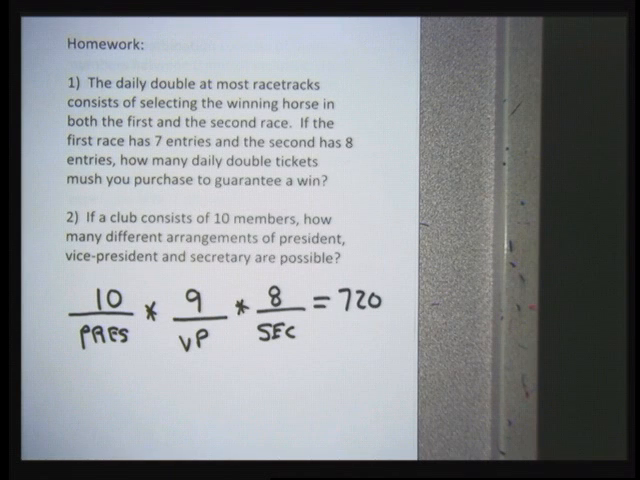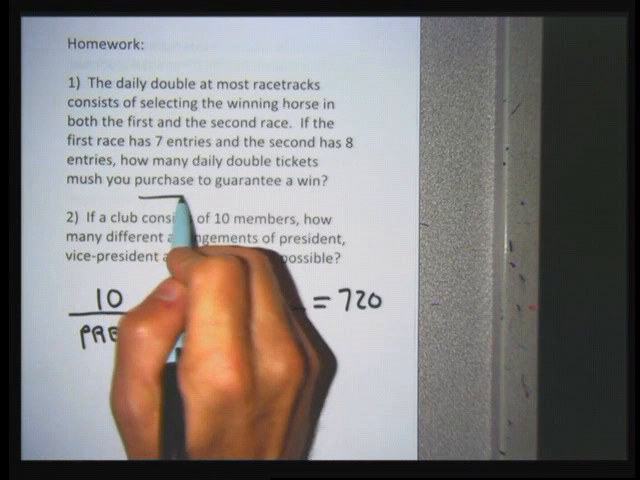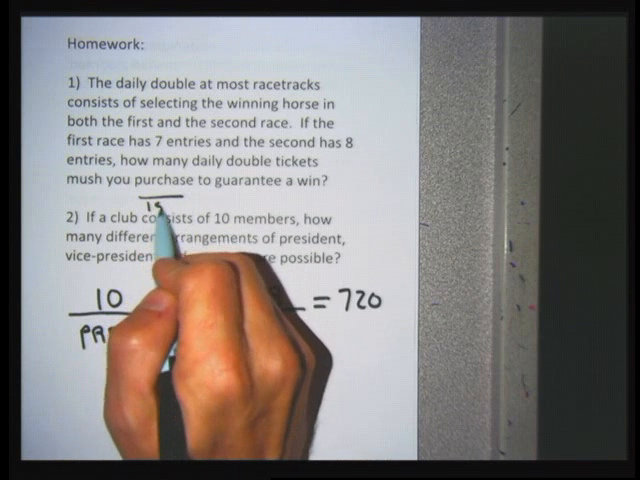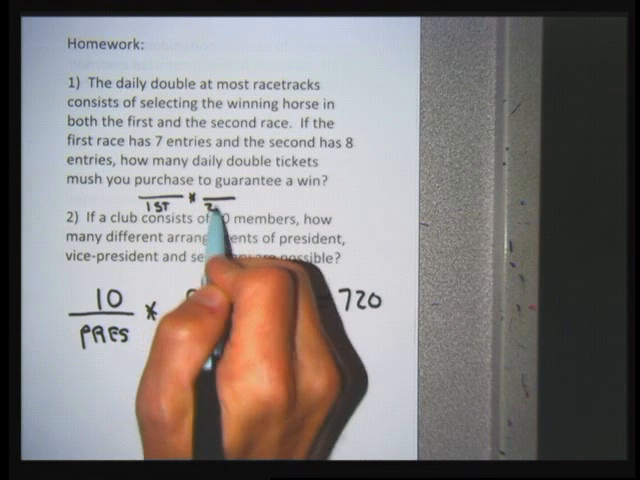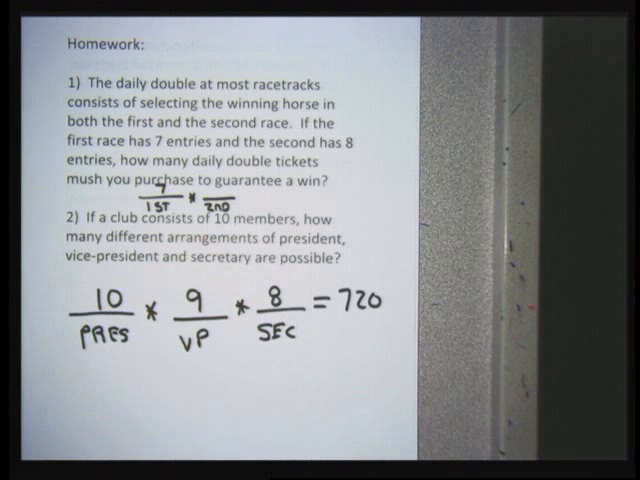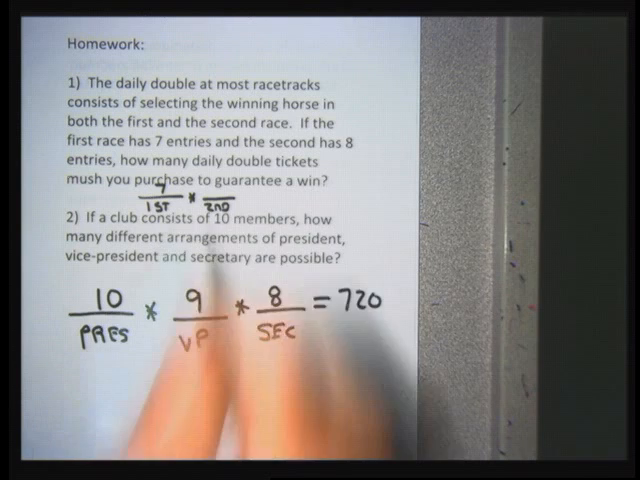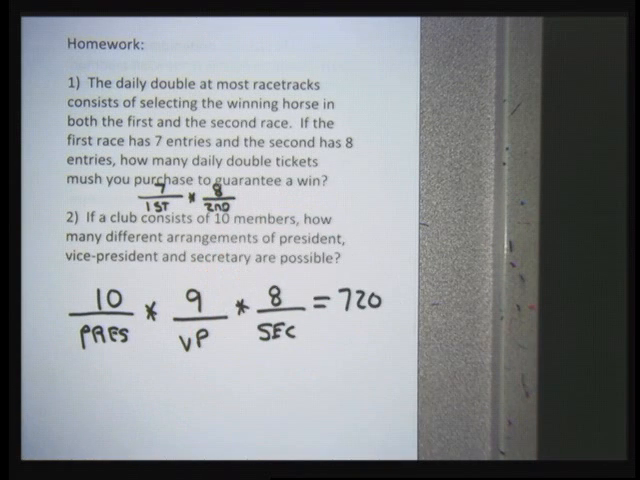Well, buying 7 tickets for the first race would guarantee you a winner in the first, but your ticket has to have both the first and the second. So you have to have 1 ticket that has the winners of both races. So you have to have 1 ticket that has the one of the 7 horses that wins the first race, and the one of the 8 horses that wins the second race.